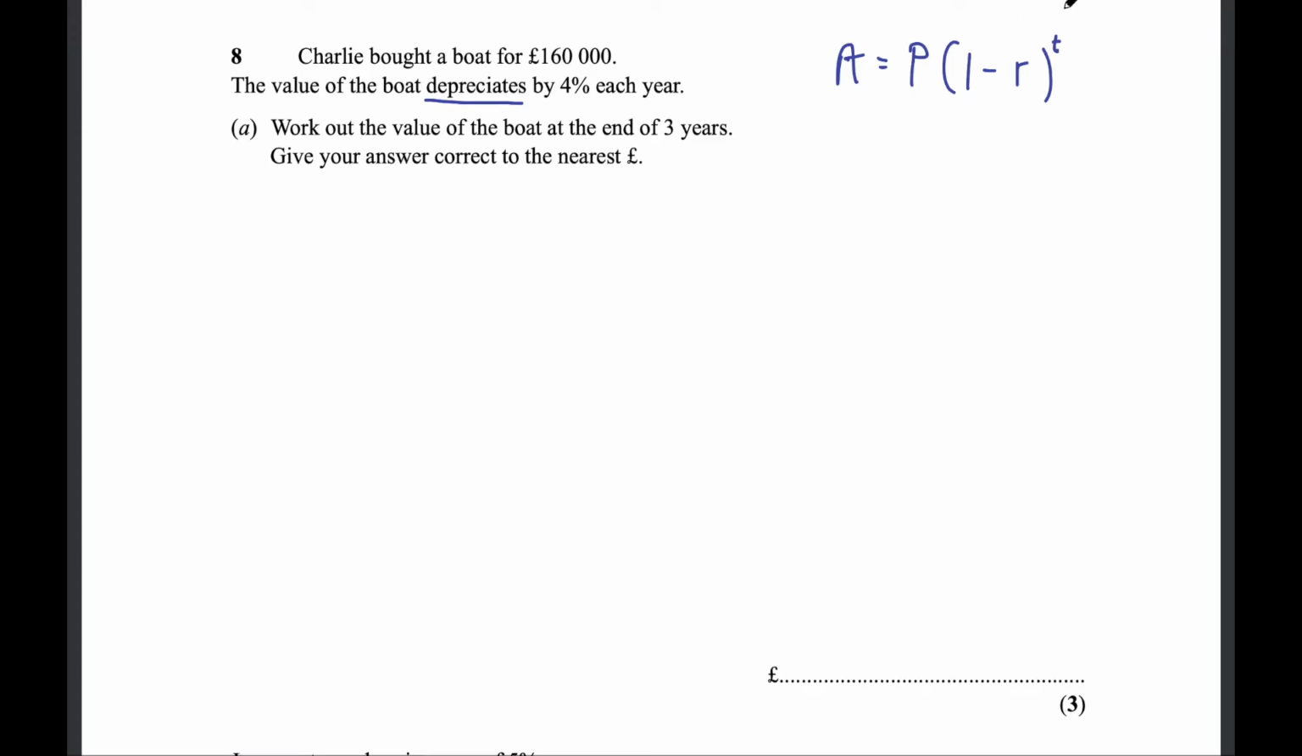So let's plug the values in here. So the principal is 160,000. So the amount that it ends up being will be 160,000 multiplied by 1 take the rate, which is 4% as a decimal, that's 0.04. And the time that we're looking at is 3 years, so t is going to be 3. And then this is going to be 160,000 times 0.96, 1 take 0.04, to the power of 3.